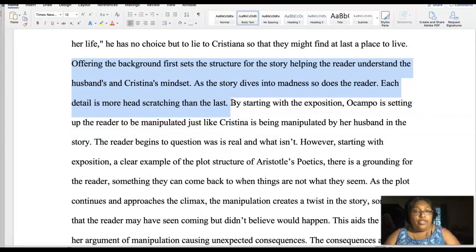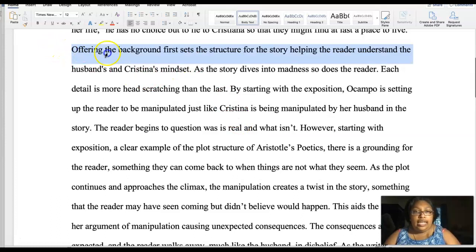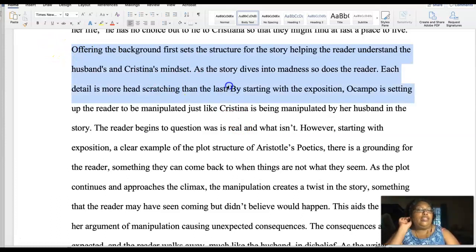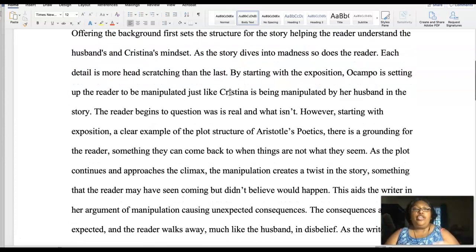Offering the background first sets the structure for the story, helping the reader understand the husband's and Christina's mindset. As the story dives into madness, so does the reader. Each detail is more head-scratching than the last, right? So you're explaining this, and you're really talking about things from the reader's perspective, which is what you want to talk about as well. And then you bring it back to the literary device here.